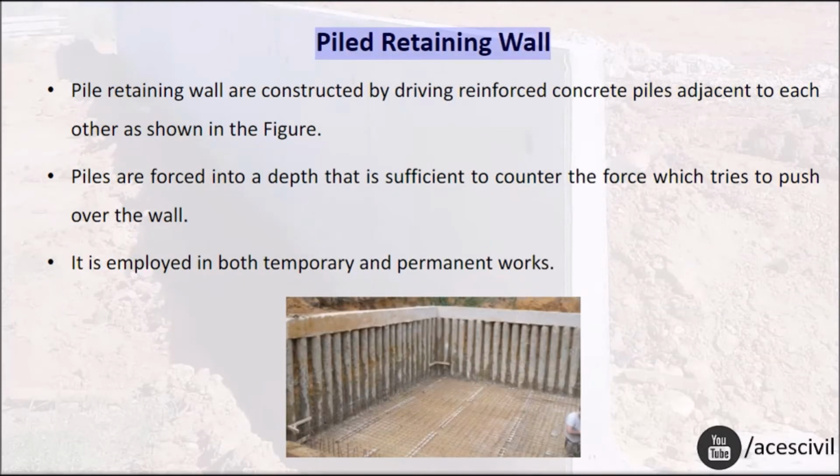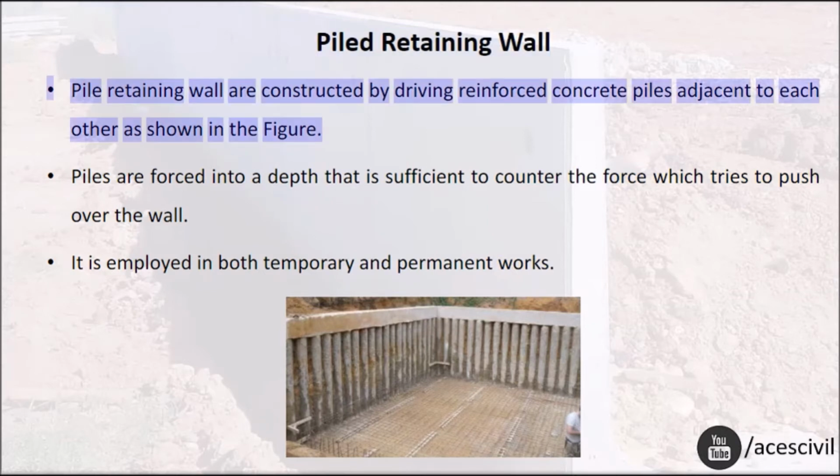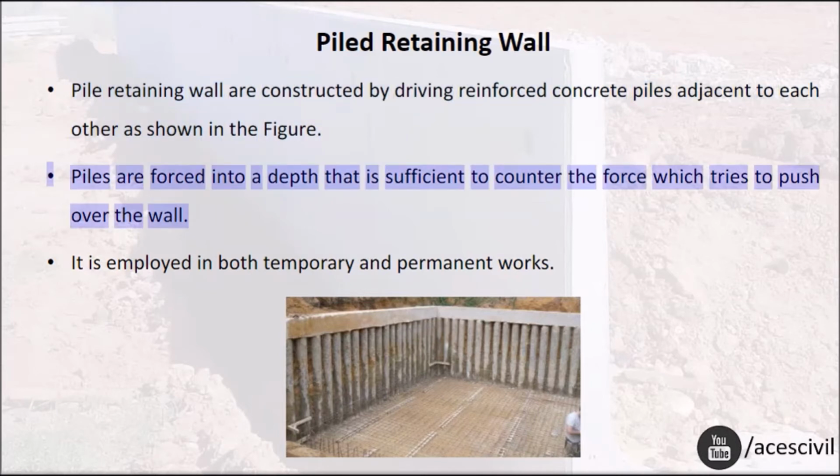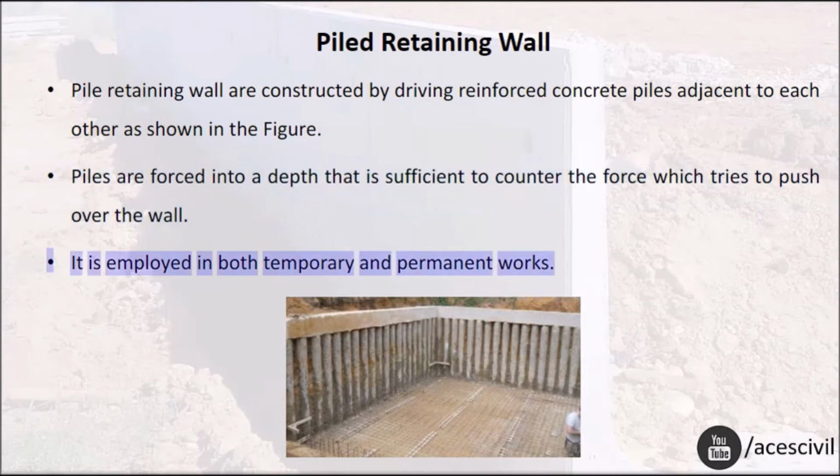Piled retaining wall. Pile retaining walls are constructed by driving reinforced concrete piles adjacent to each other as shown in the figure. Piles are forced into a depth that is sufficient to counter the force which tries to push over the wall. It is employed in both temporary and permanent works.